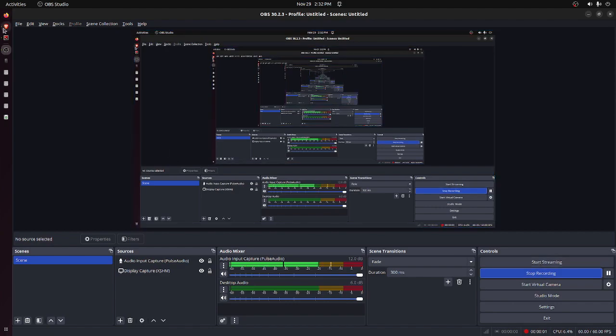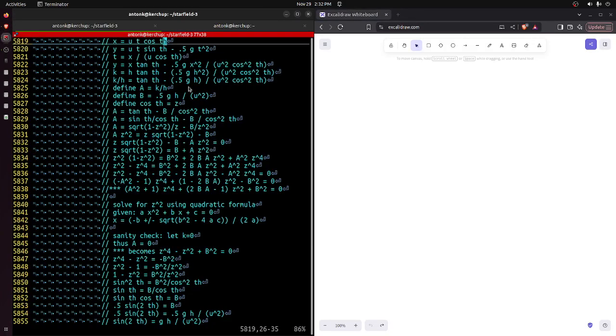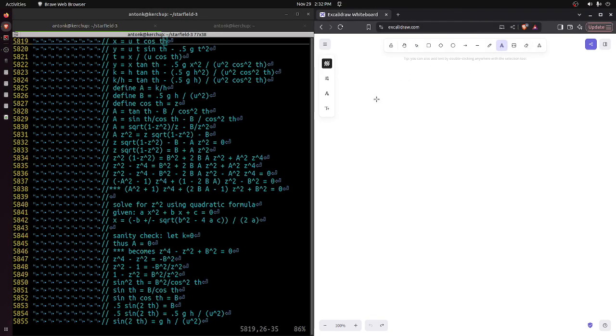Okay, so in this video we're going to derive the ballistics equations. So let's start with the origin. This is going to be the position from which the projectile originates. So this is going to be the origin. And the second point is going to be the target.